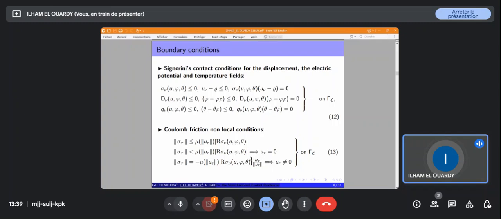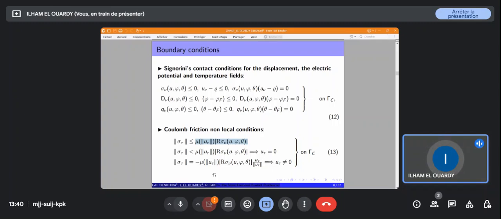And for the last conditions, along the tangential direction, we have used a version of the nonlocal Coulomb friction law. This condition means that when the body is in contact with the obstacle, the latter exerts a tangential force on the body that does not exceed a certain threshold, called the friction threshold, given by this quantity.